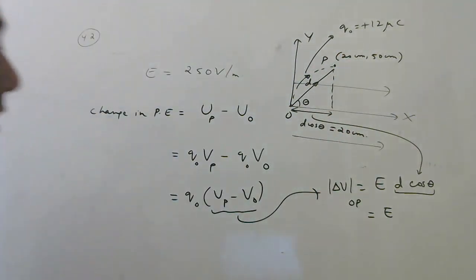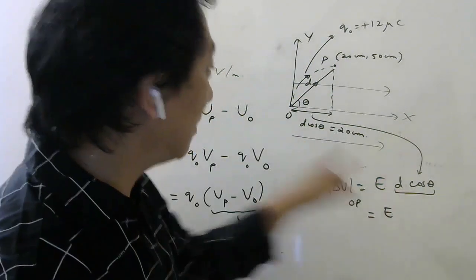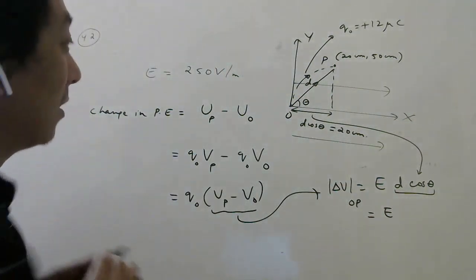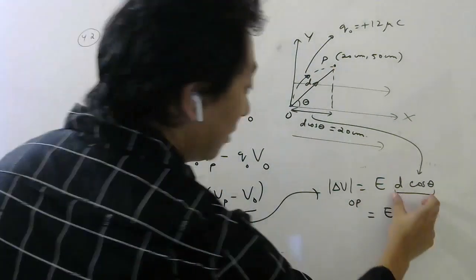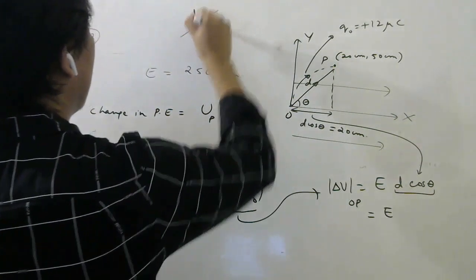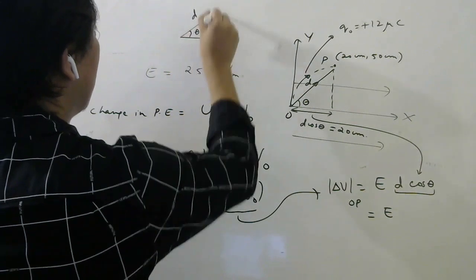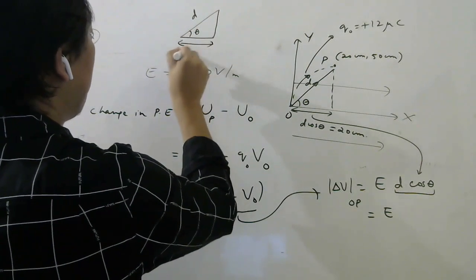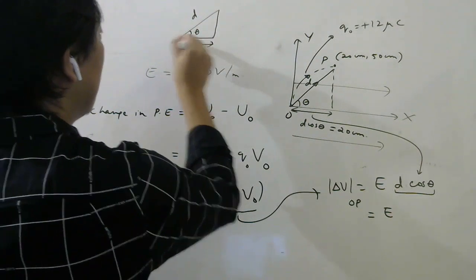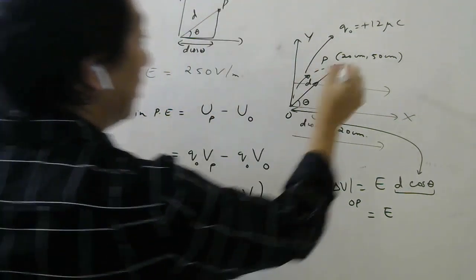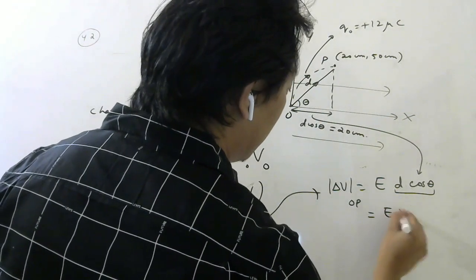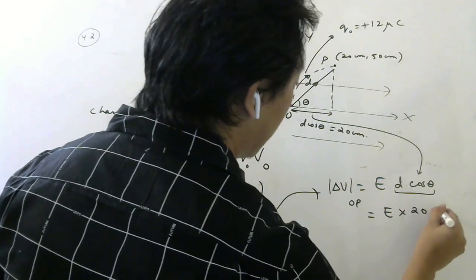Okay, so don't try to substitute cos theta and D separately. That will take a lot of time. This is the displacement. Cos theta we should include, right? Now D cos theta is what? If this is D, this is theta, then D cos theta means this side, no? And that side basically means the x coordinate of this point, which they have given as 20 centimeter. So E into 20 centimeter I can write.